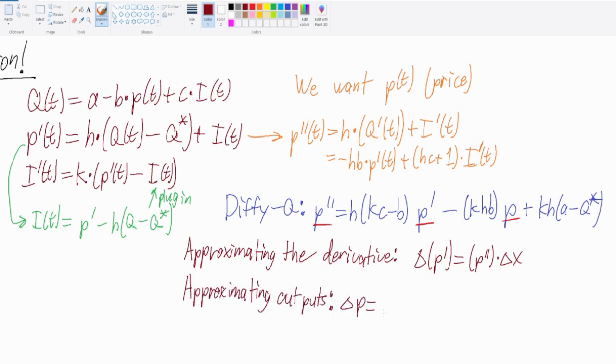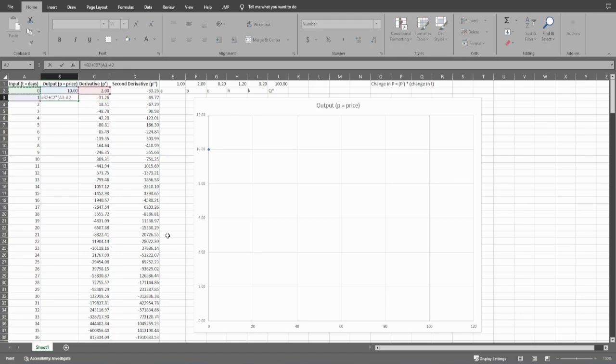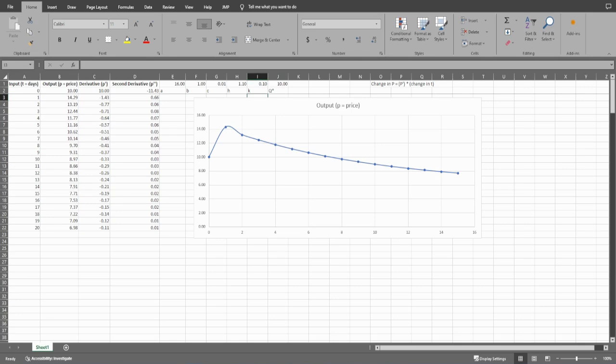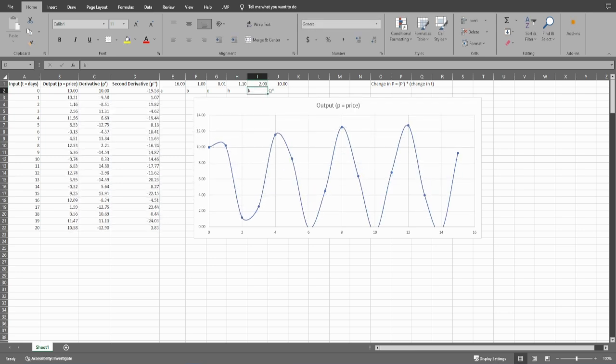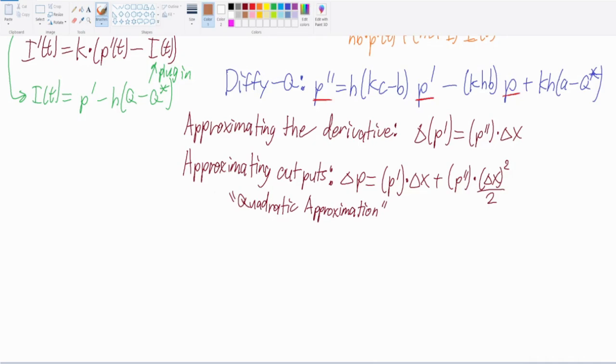But now what about the output? We can do what's called a quadratic approximation, which looks like this. And there we go. Now we can see how the solution behaves over time. And we can also tweak these numbers to see how things behave. So for example, this constant in the inflation diffeq can drastically change how the prices behave. If it is small, the prices will stabilize, but if it is large, the prices can go crazy.